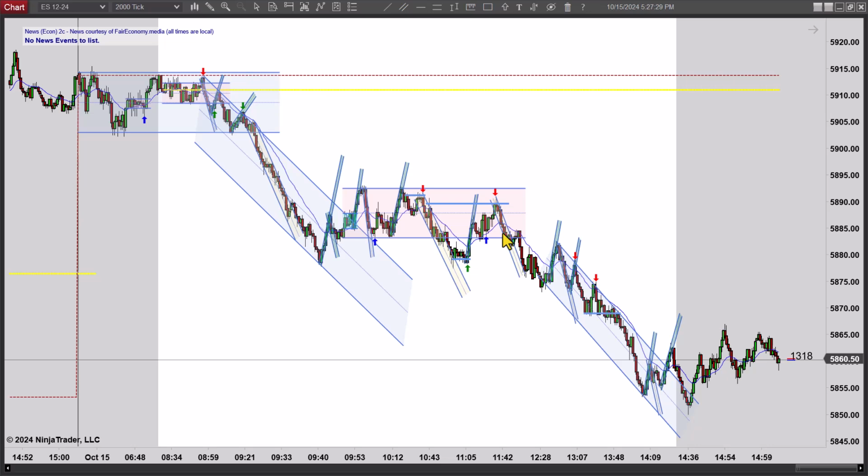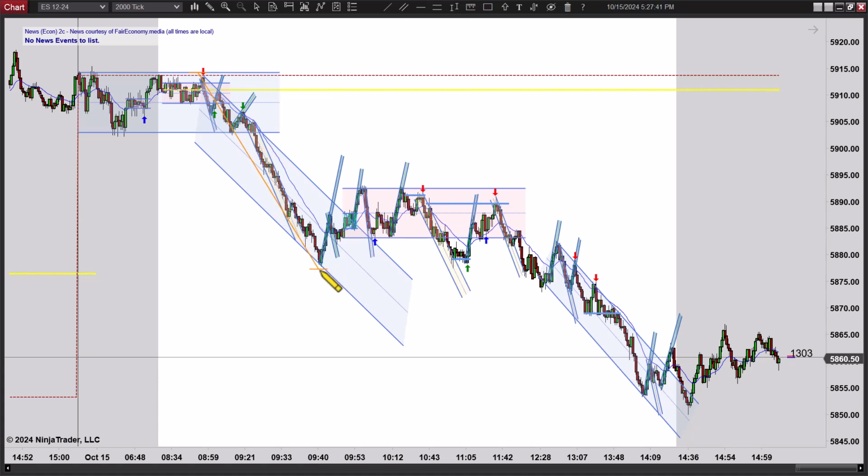We did have this mid-morning kind of sideways type action. We made a leg down, then we made another leg down. I didn't measure them to see where they stood, but let's just see what kind of measured move we had here. I close, and you can see very, very close to a perfect measured move.